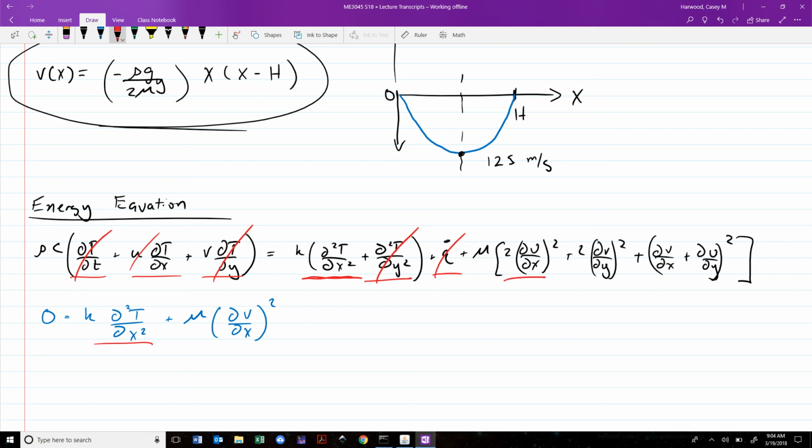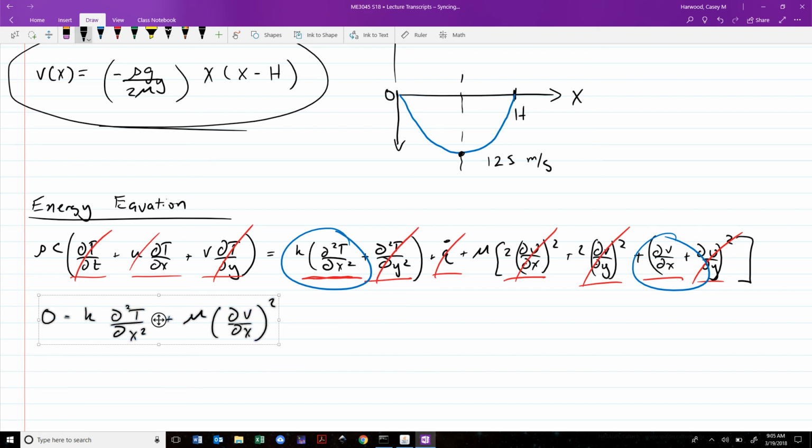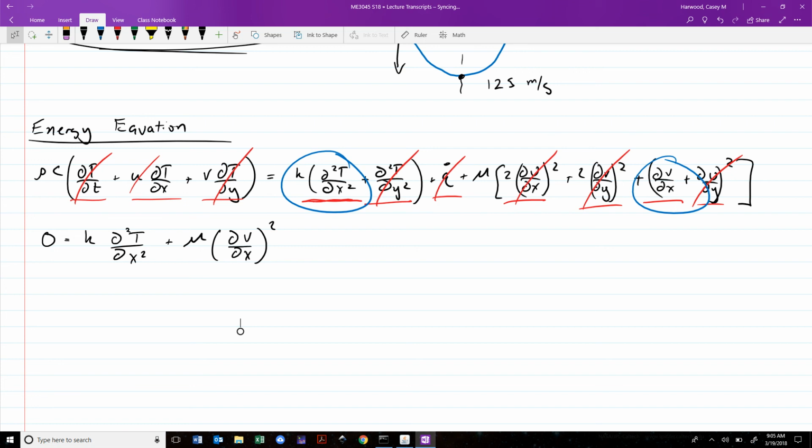This term here, u is equal to 0. This term here, v is a function of x. This one we chose to keep, and this one here, again, u is equal to 0. So the only terms that we've managed to retain are this one and this one, which find themselves down in our simplified equation. So this is something that we should be able to solve pretty much directly.